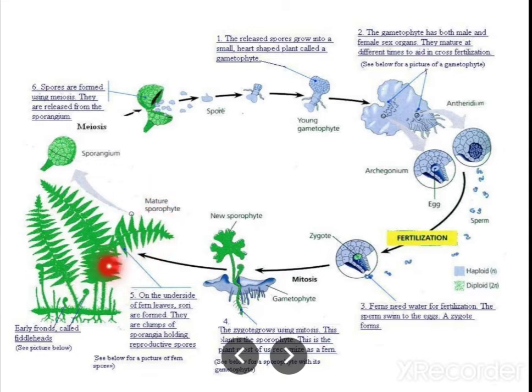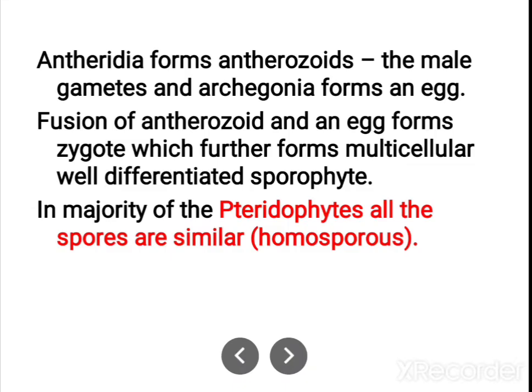So this is the sporophytic condition, and this is the gametophytic condition. This one you call the prothallus. What I told you is explained here. Antheridia form antherozoids, and archegonia form the egg, and later they fuse together to form a zygote, and the zygote develops into the sporophyte. In the majority of pteridophytes, the spores produced are similar.